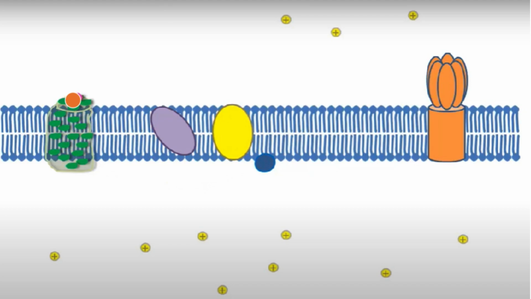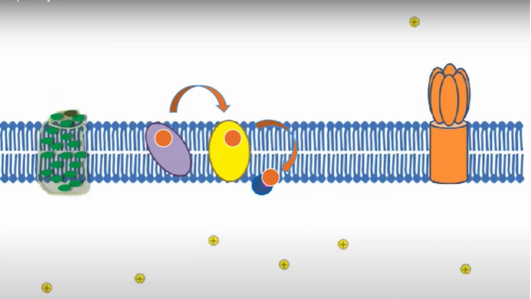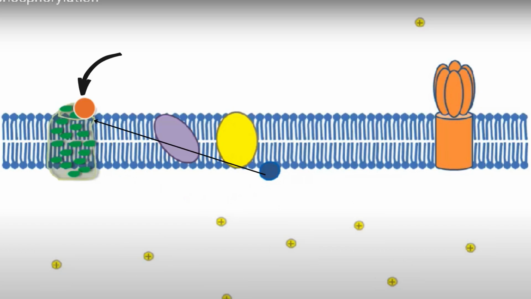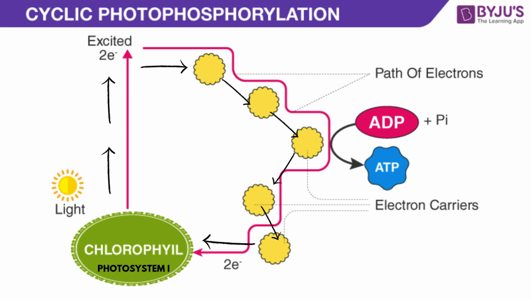Sunlight hits the electron and excites it. The excited electron travels down the electron transport chain again, and its energy is used once more to pump more protons across the membrane. The spent electron returns again to the reaction center of the photosystem. This process is called cyclic photophosphorylation because the electron travels in a continuous loop.